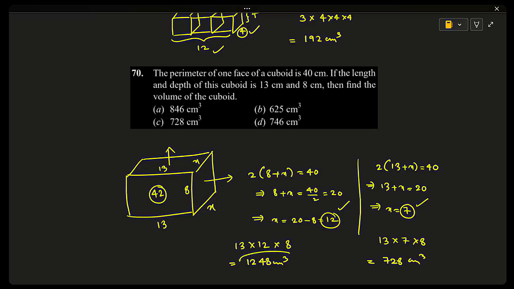Clearly 1248 is not among the given options. If it were there, that would create confusion, but it is not given. The only possible answer will be 728, that is option C. This is correct. Both are possible, 1248 is also possible, but it is not given in the options.